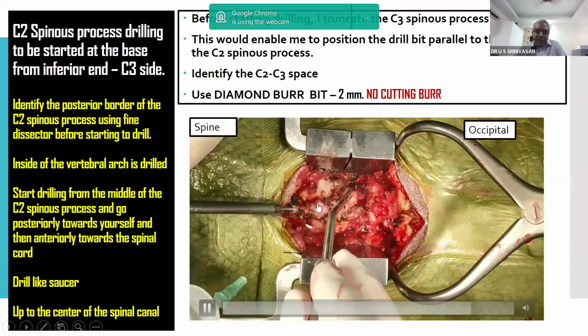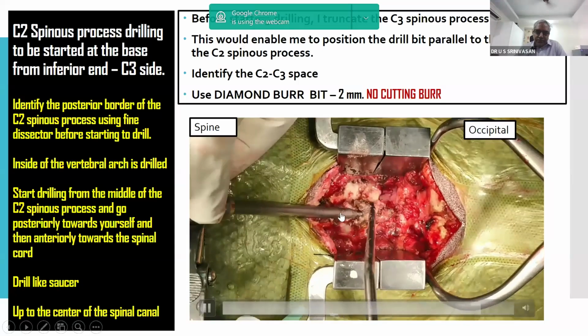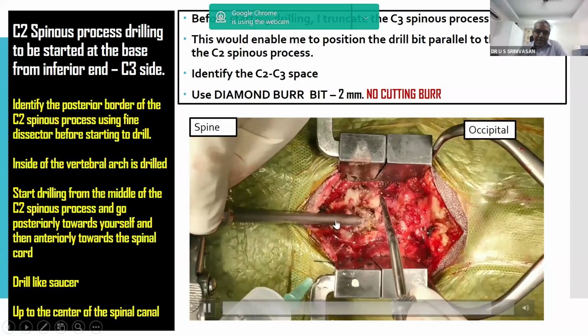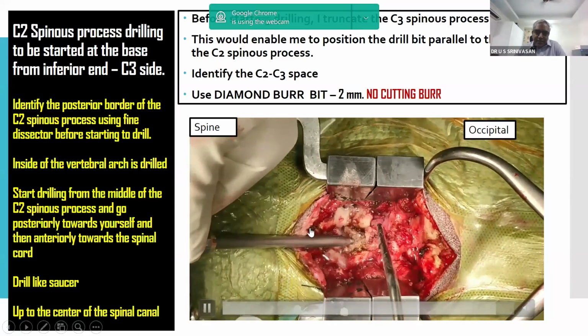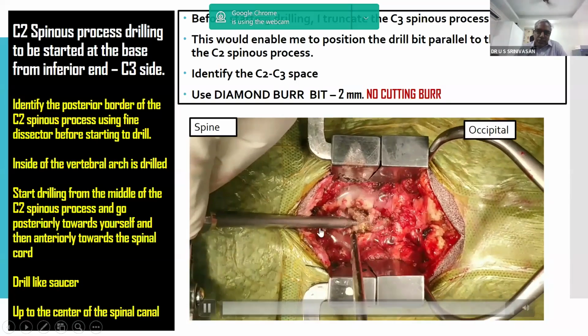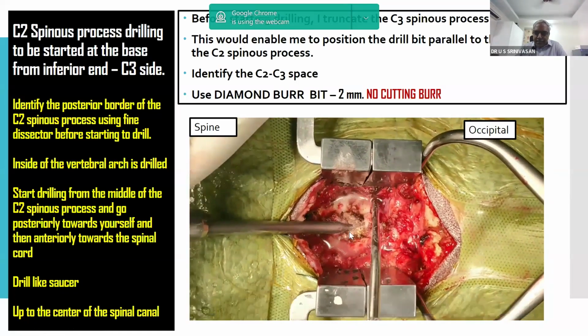So most important is to identify the C2, C3 spaces, truncate the C3 spinous process partially to get this angulation, and keep drilling. As you are drilling, please keep pressing here posteriorly to obtain the angulation. Now, after this is over, drill like a saucer, don't drill like a cup. Up to the center of the spinal canal, you can go. Please don't use a cutting burr.